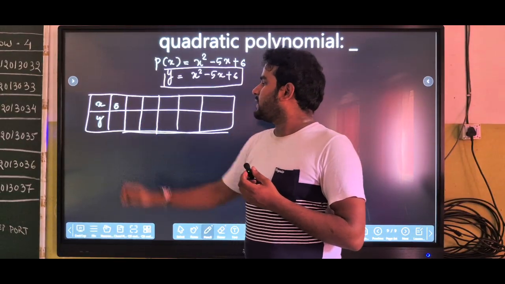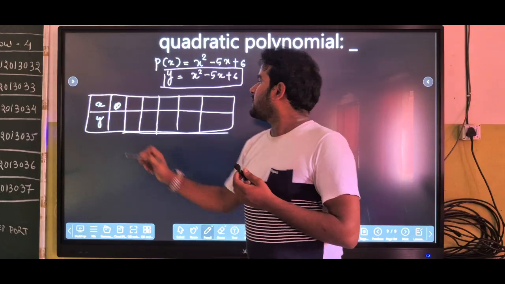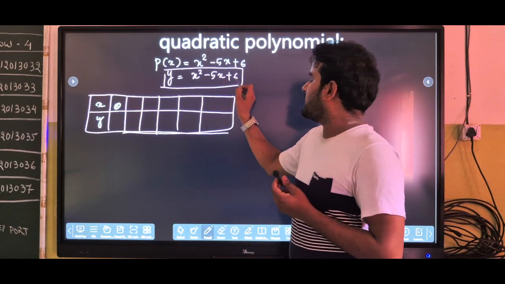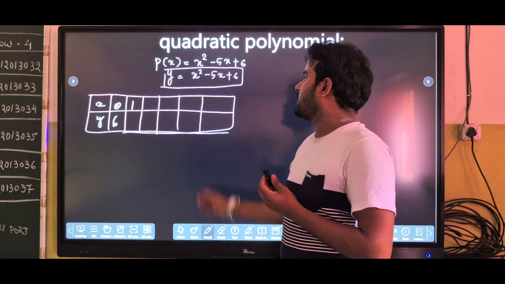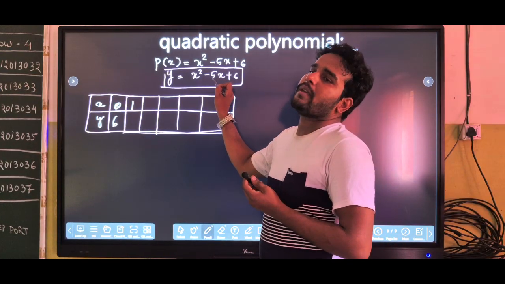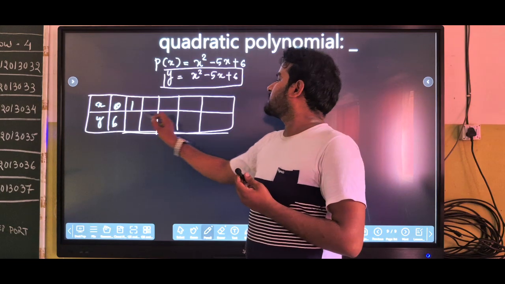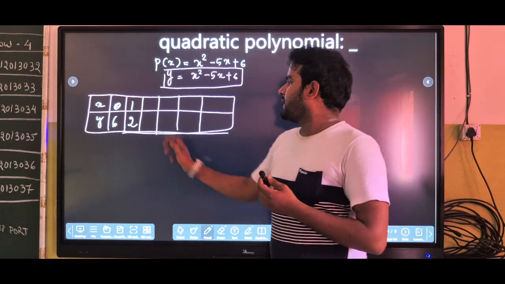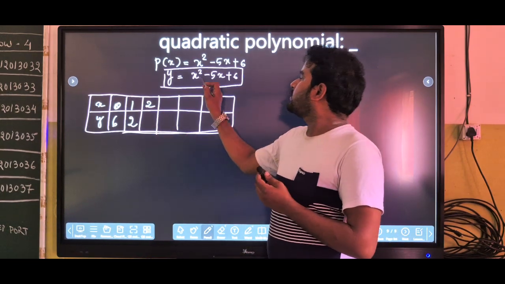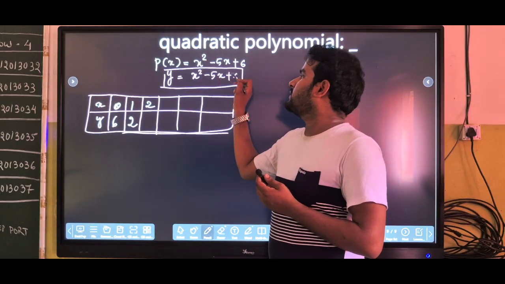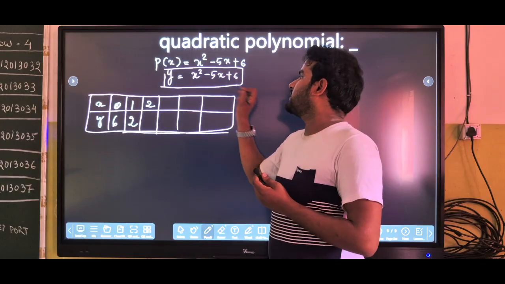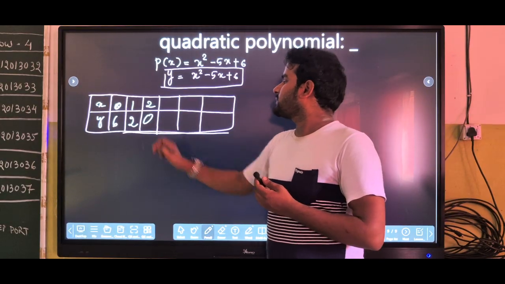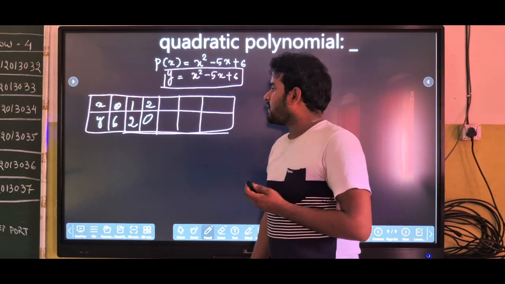So in the place of x, let it be 0. So this part is 0, this part is 0, answer is 6. Now x equal to 1: 1 minus 5 minus 4 plus 6, that is 2. Then x equal to, suppose, 2: 2 square is 4, minus 5 into 2 is 10, minus 4 minus 10, minus 6 plus 6 cancel, 0. Okay.